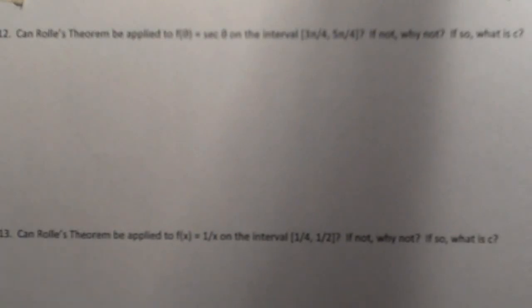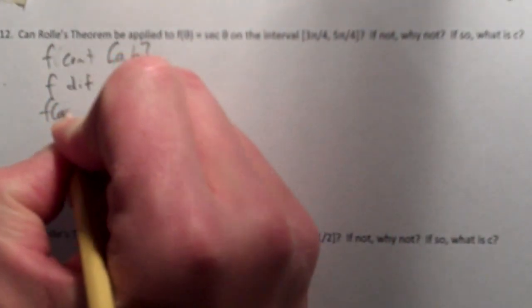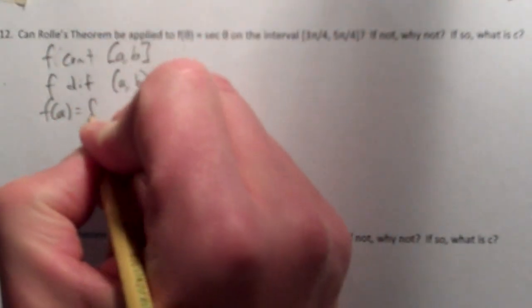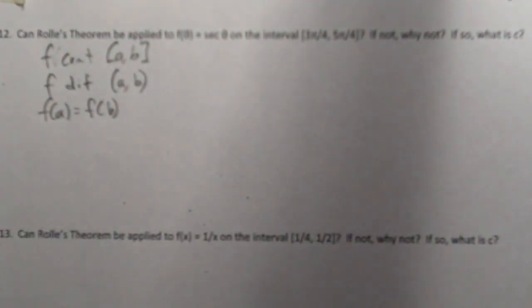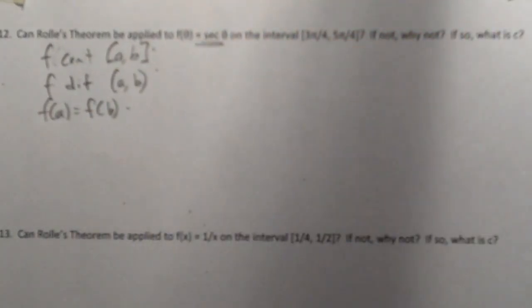On this problem, a couple problems, we have to use Rolle's theorem. Remember that Rolle's theorem says if f is continuous on the entire interval and f is differentiable on the open interval, and then also Rolle's theorem adds the stipulation that mean value doesn't have, f of a has to equal f of b. So the first thing we should do is make sure all three of these things apply to the function we're given.